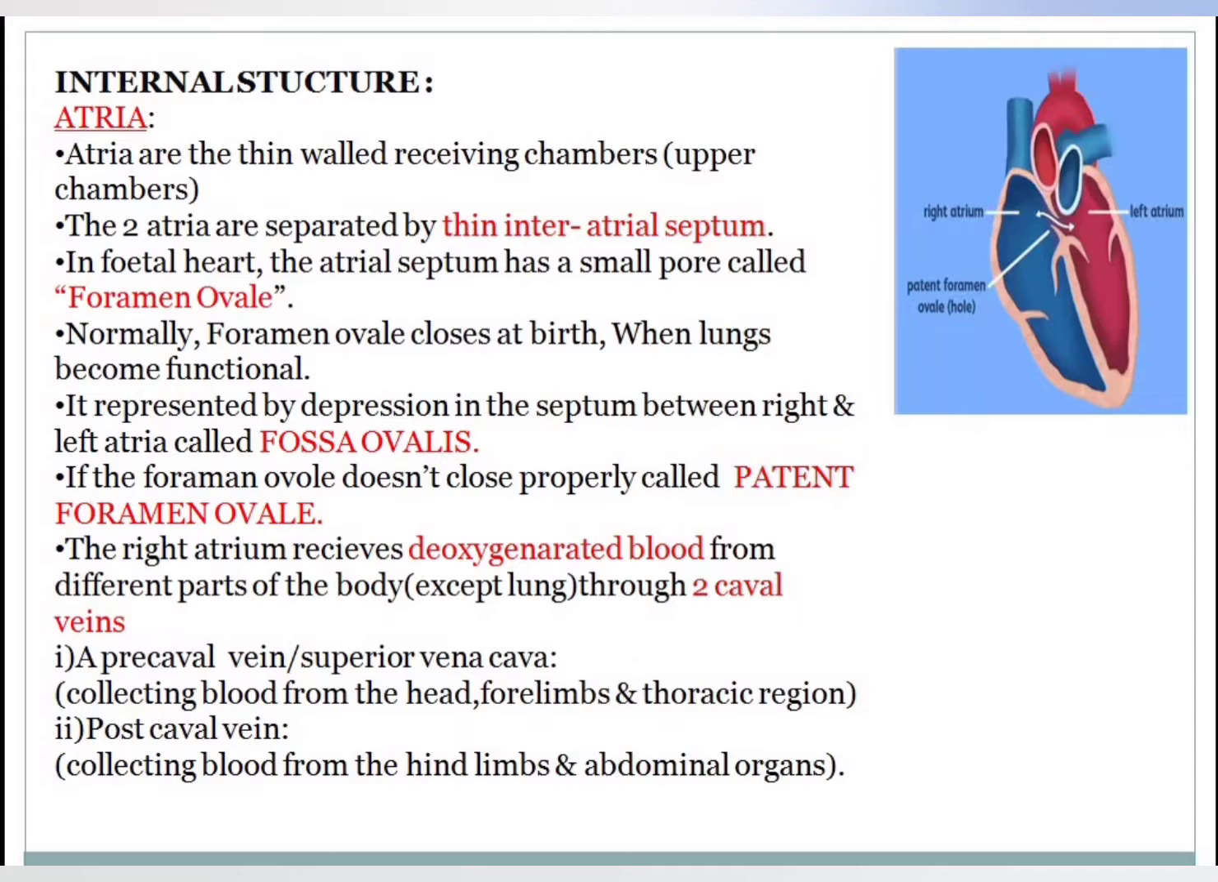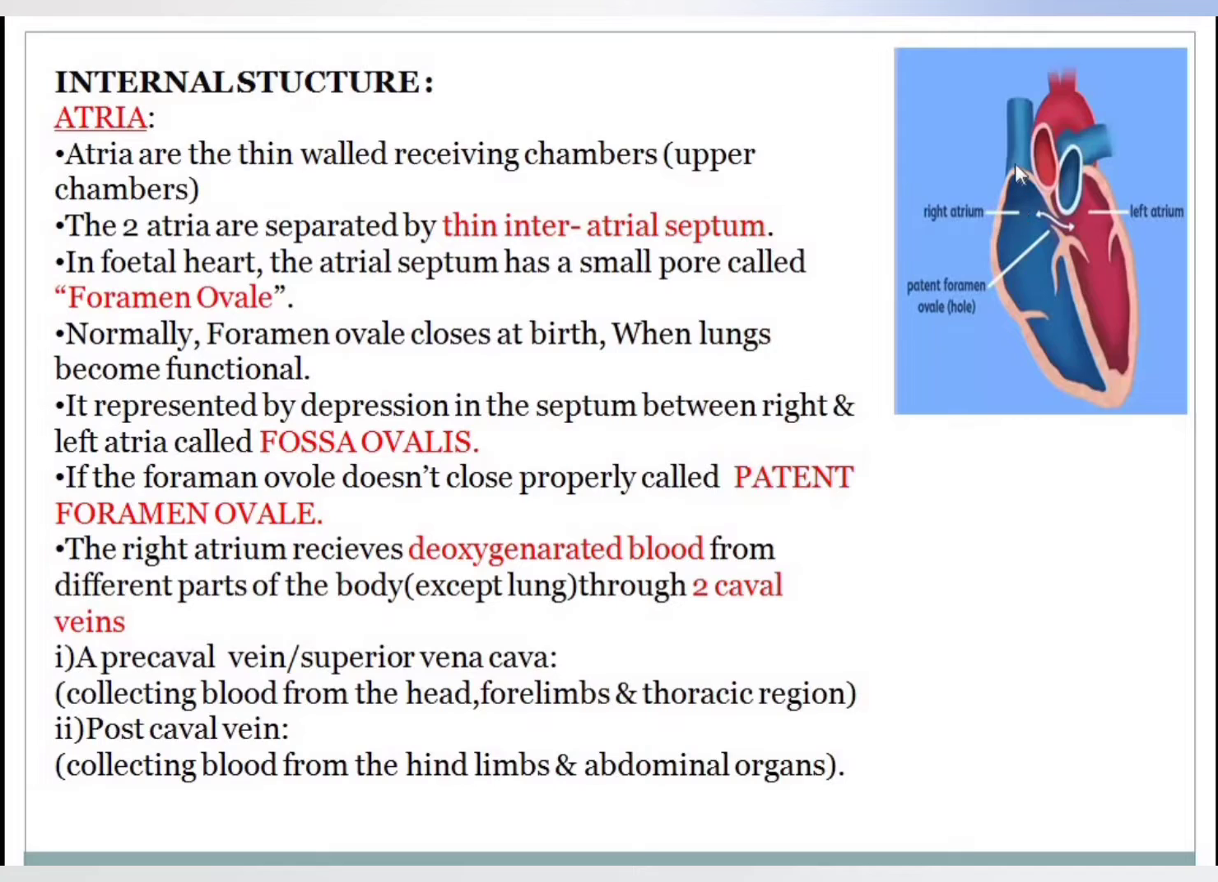This right atrium receives deoxygenated blood from the different parts of the body except the lungs through two caval veins. Here a caval vein is there, and here also a caval vein is there. One is the precaval vein, the superior vena cava, and the next one is the postcaval vein. The precaval vein is this, and the postcaval vein is here, present downside.